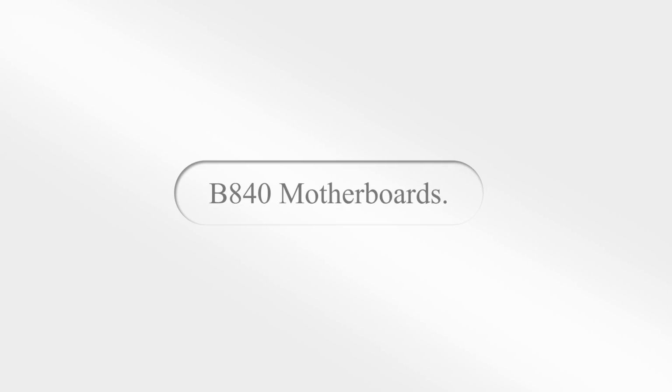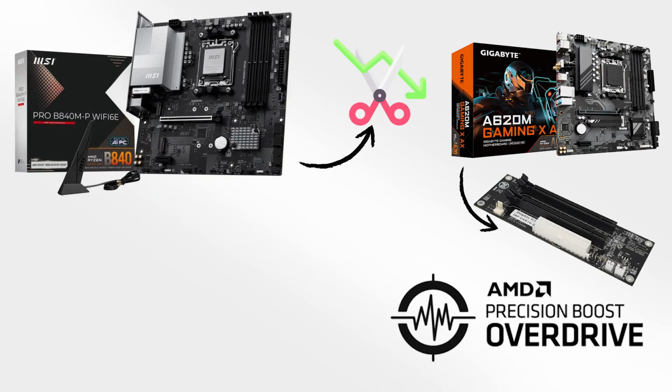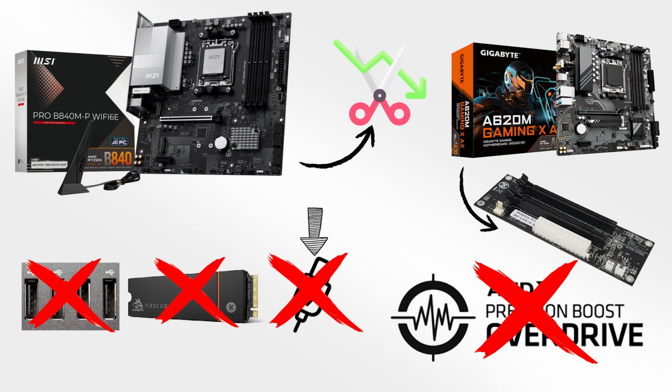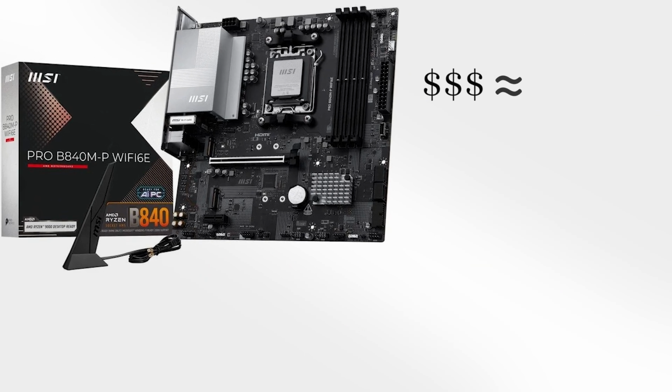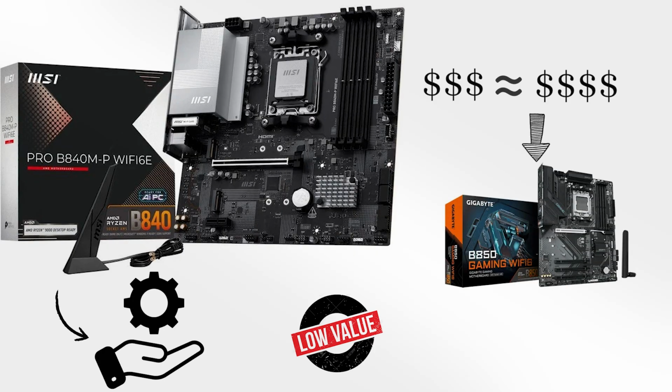B840 motherboards. The B840 chipset is another low-end option. Like A620, it is limited to PCI Express Generation 4 and does not support Precision Boost Overdrive. These boards typically cut down on USB ports, storage slots, and power delivery. Since they are not much cheaper than stronger B850 motherboards, they provide little value. For most users, B840 boards should be avoided.